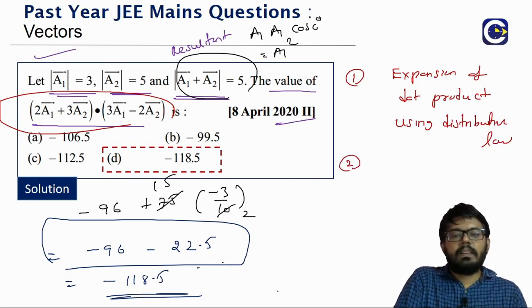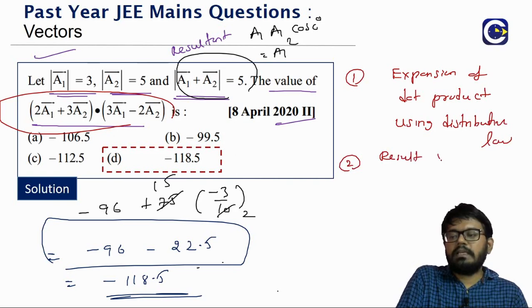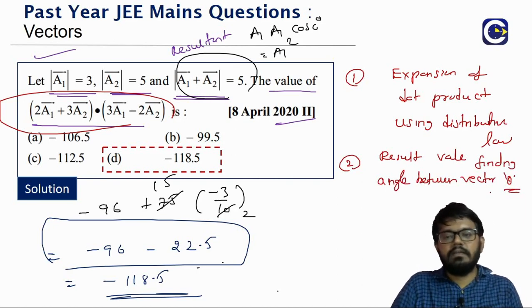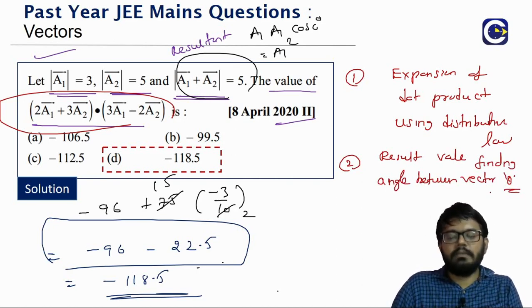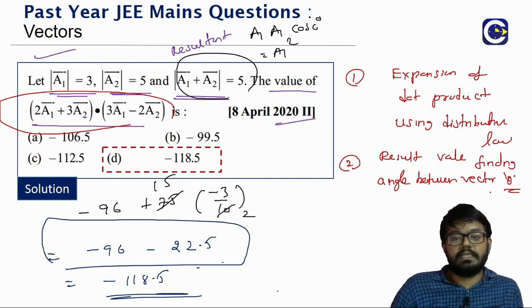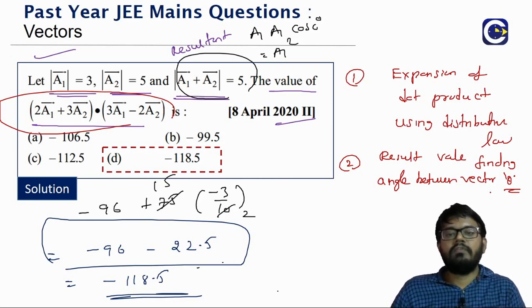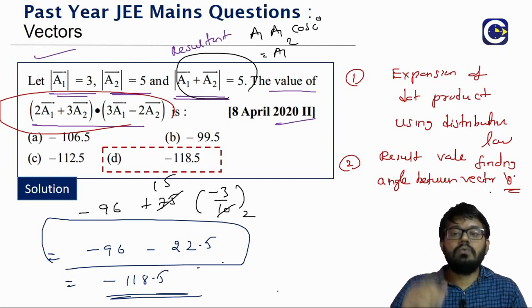Then what else is there? The resultant. From the resultant value, finding the angle between vectors. Basically what we did, from the given resultant value, mod of a1 plus a2, they are saying 5. Mod a1 is there, mod a2 is there. From that we are able to get the cos theta, and that we are using to find the value of the final expression. Okay, so these are the two concepts.